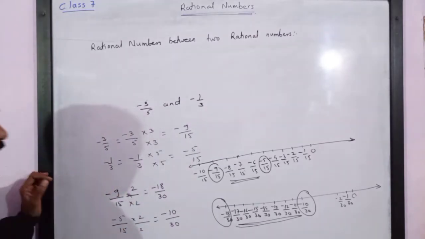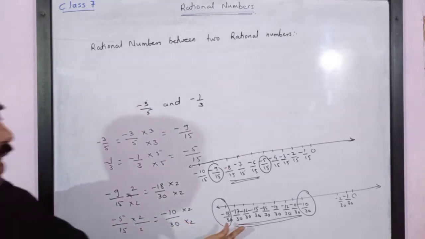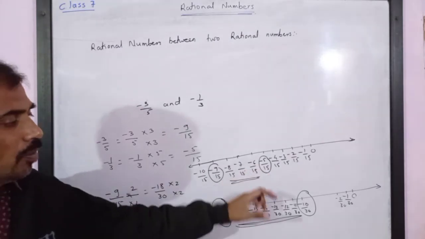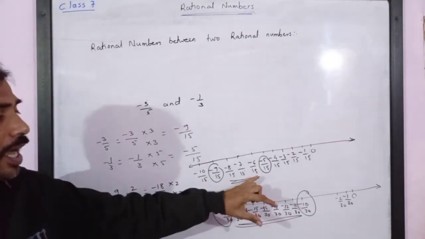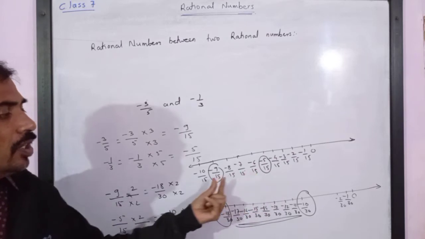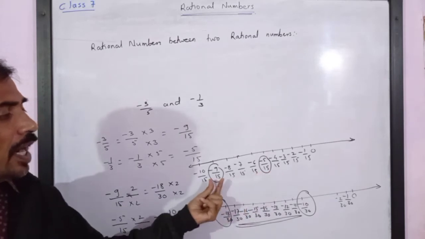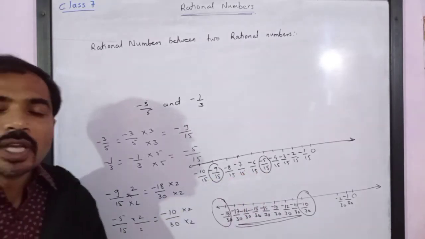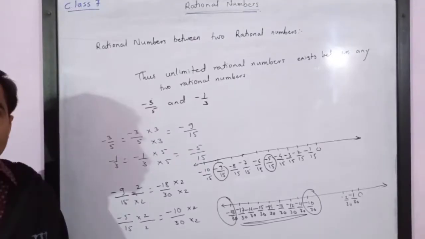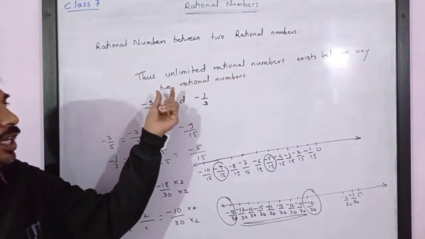If you multiply this again by 2, we will get again more rational numbers. If we keep multiplying by 2, we will get more and more rational numbers. Actually, we cannot tell how many rational numbers are between two rational numbers. There are infinitely many rational numbers between any two rational numbers. Thus, unlimited rational numbers exist between any two rational numbers.